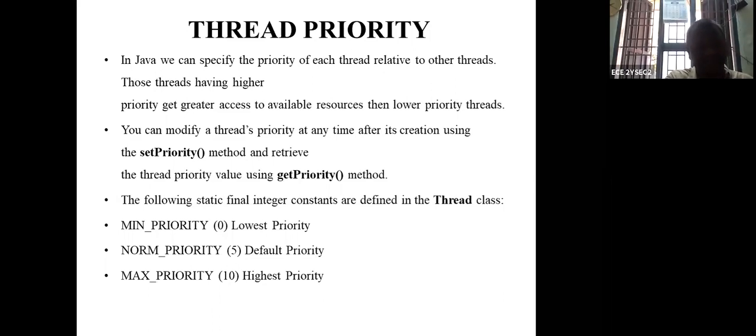So what are the priority levels? The minimum priority is level 0, and the maximum, highest priority is 10. The default priority is 5. You can change it by using set priority. This is called thread priority. A higher priority thread gets greater access to available resources than a lower priority one. That's why I'm saying it to you.